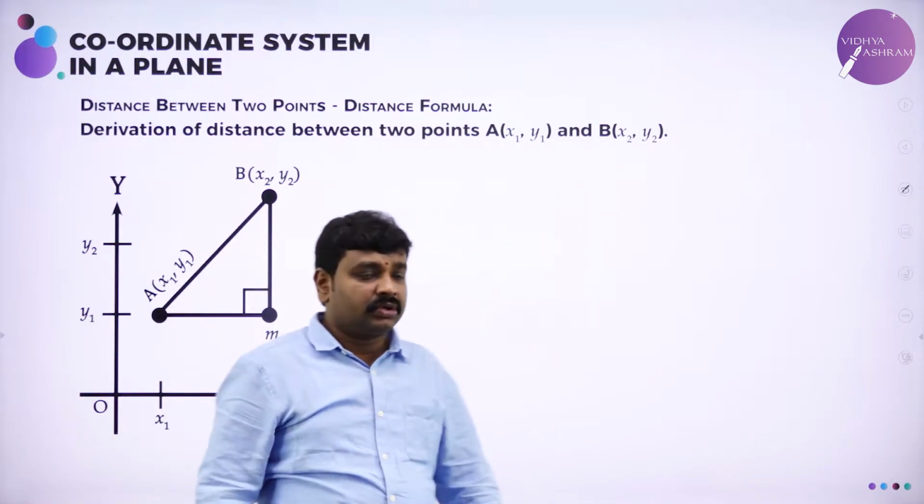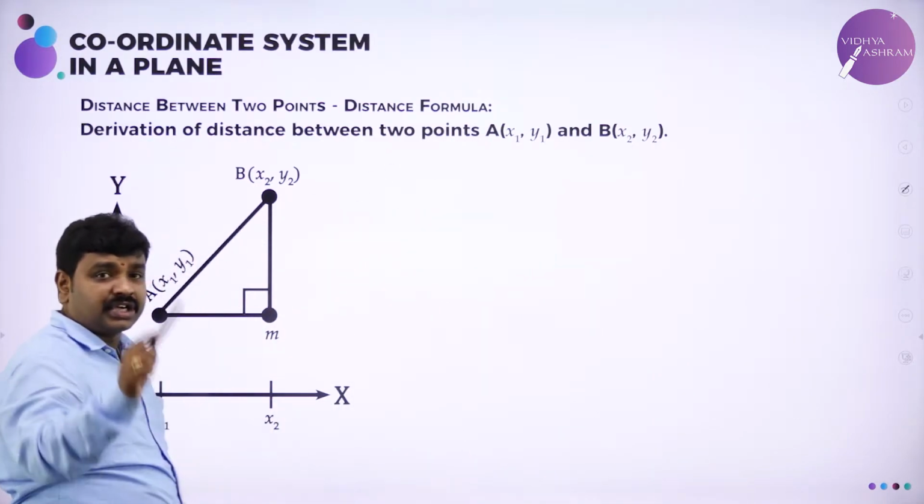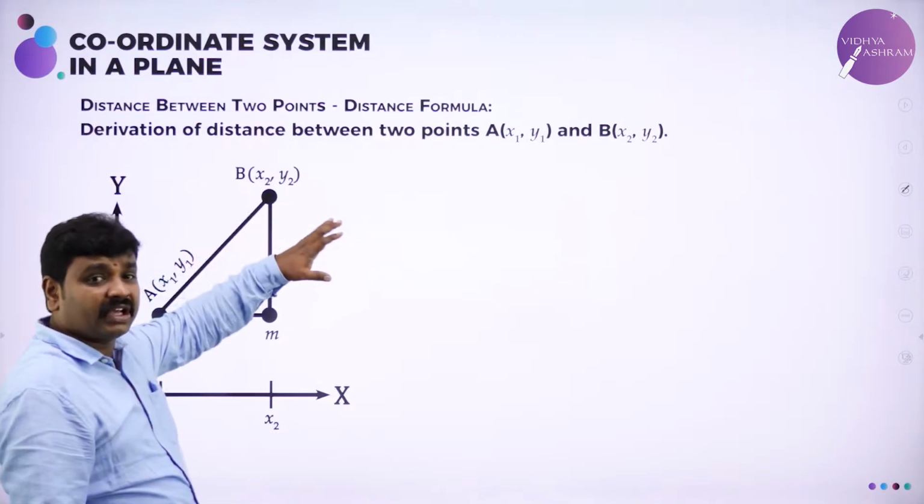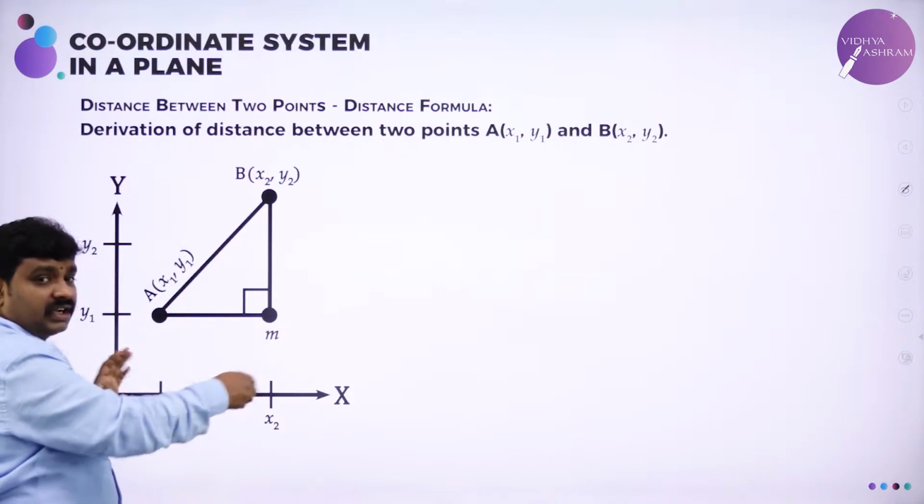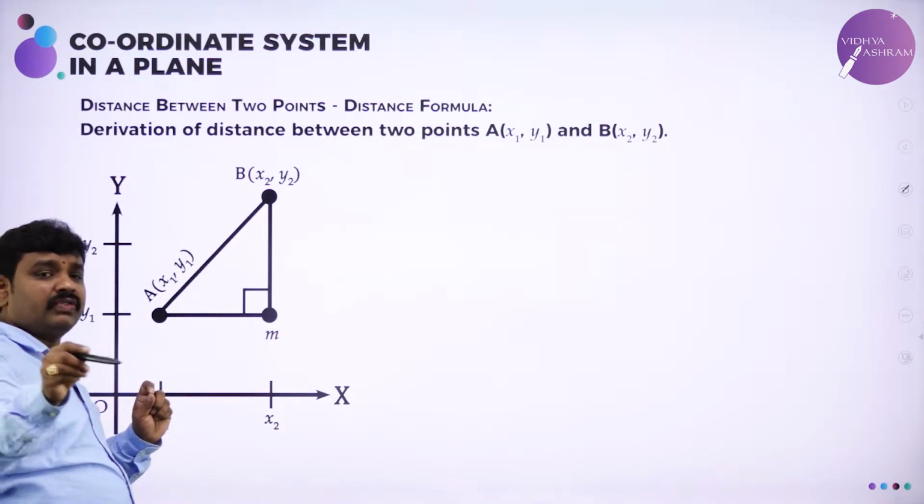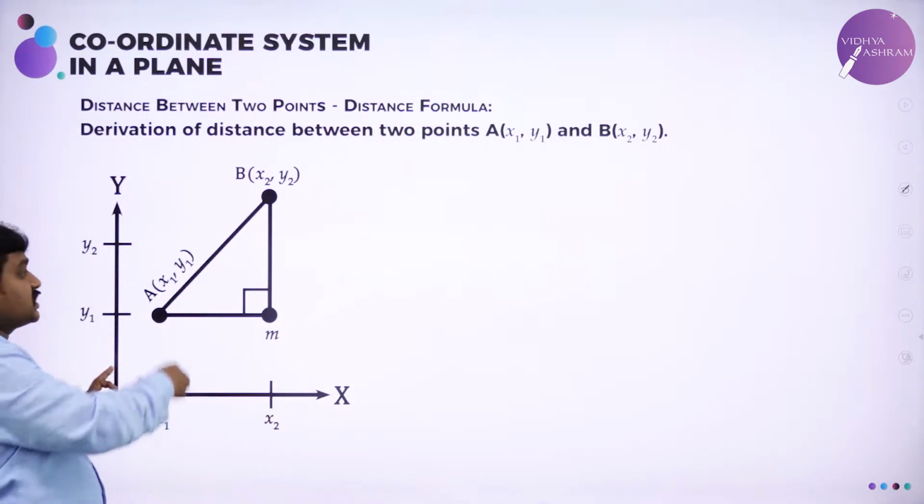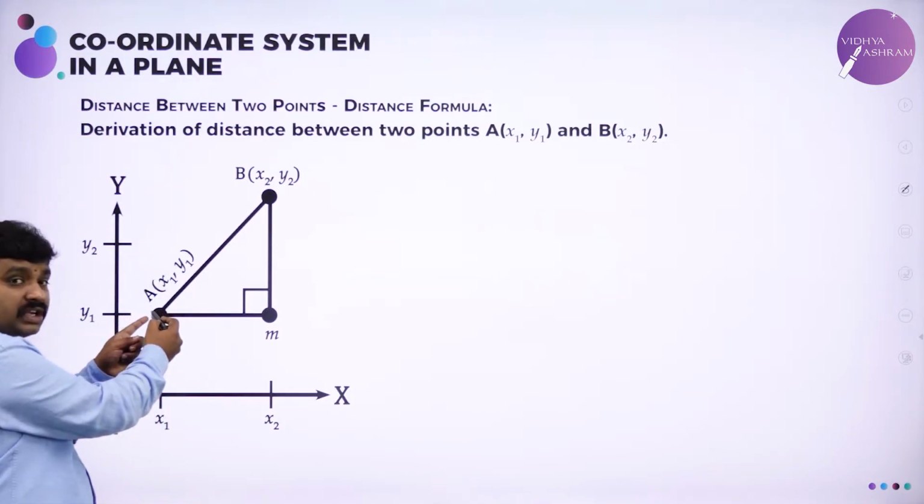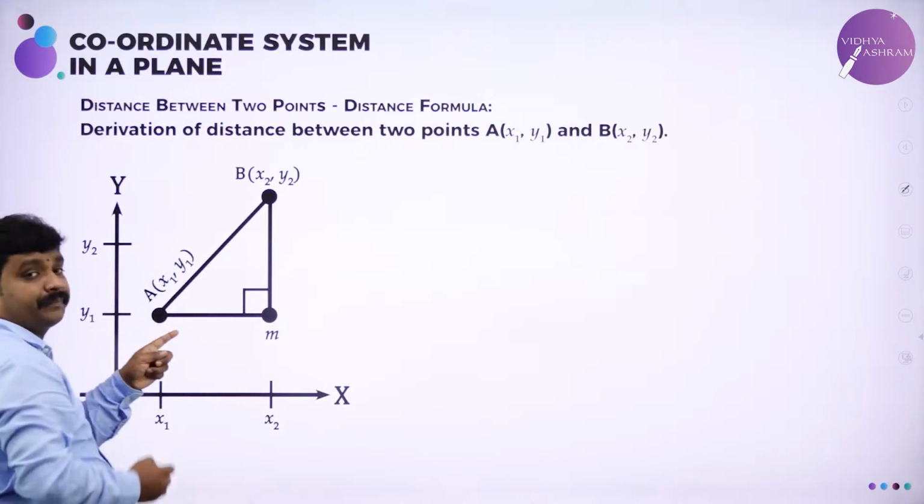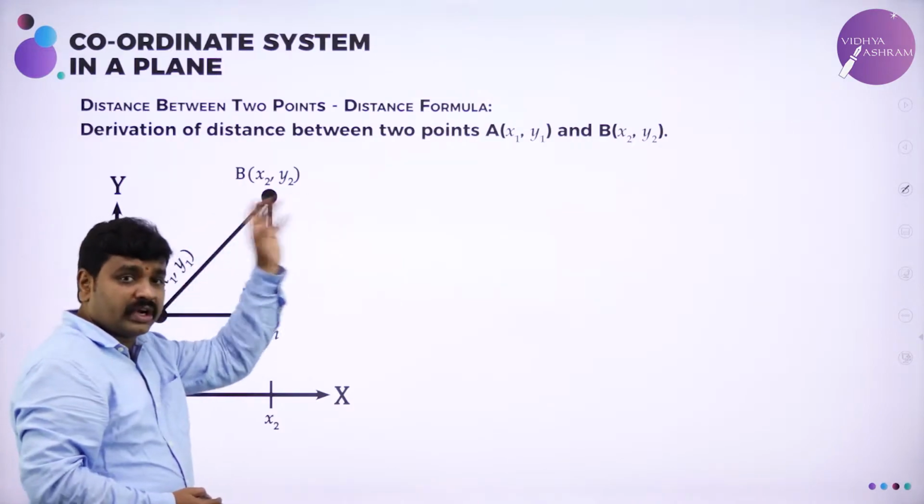So now here in the diagram, the chapter name is what? Coordination system in a plane. So plane is divided into 4 equal parts. In that one quadrant I have taken. To make the derivation simple, I took only first quadrant. OX is x-axis, OY is y-axis, positive x-axis, positive y-axis. I took 2 points, you can see, one A x1, y1 and B x2, y2.